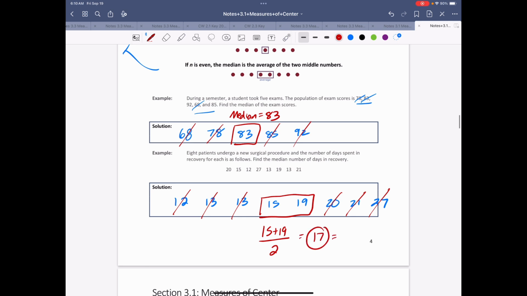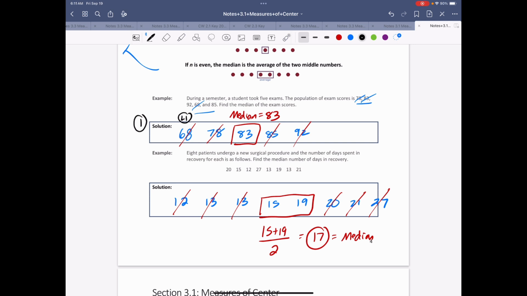Now, I'm going to show you another way. This is not necessary for this, but it will help us in a couple of sections if you get this a different way. And this is by measure of location. And if you look at your data, like everybody go back to this first one. This 68 is location 1. 78 is L2, L3, L4, L5.